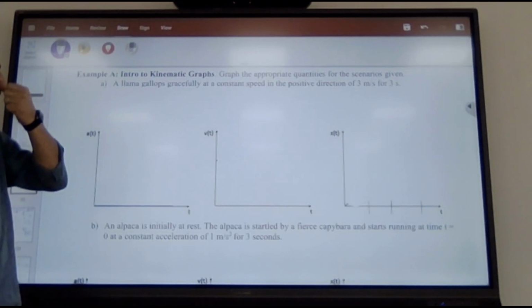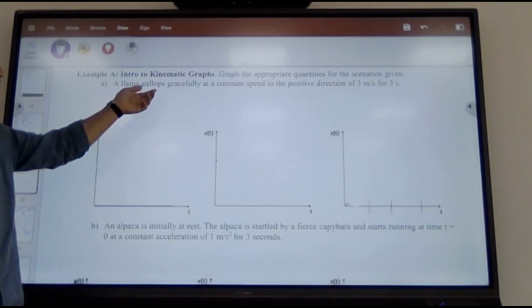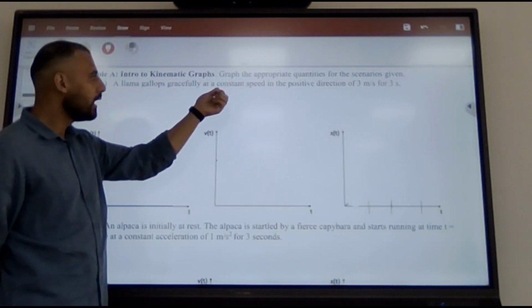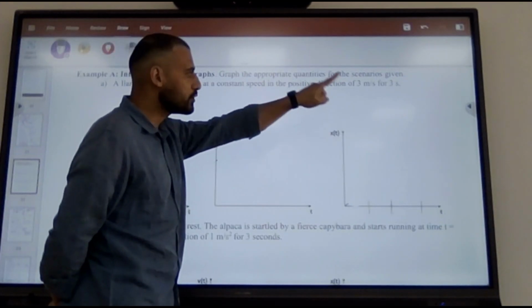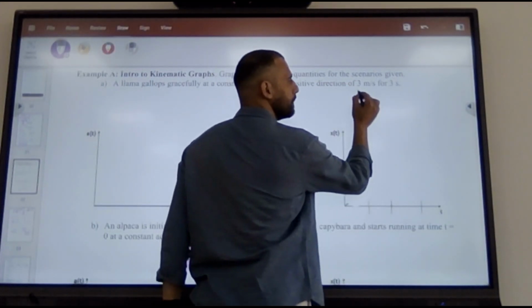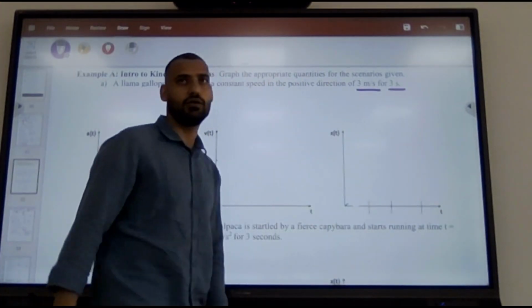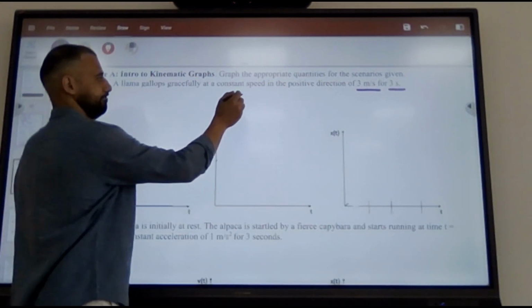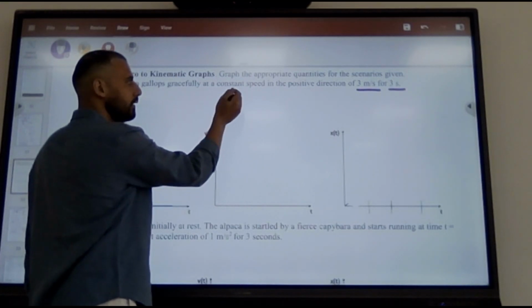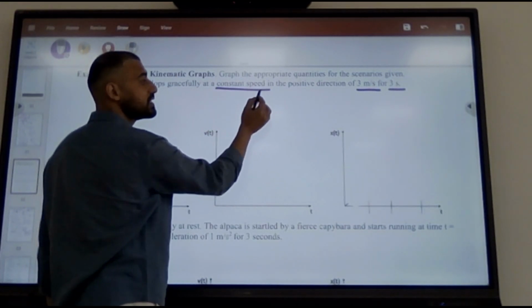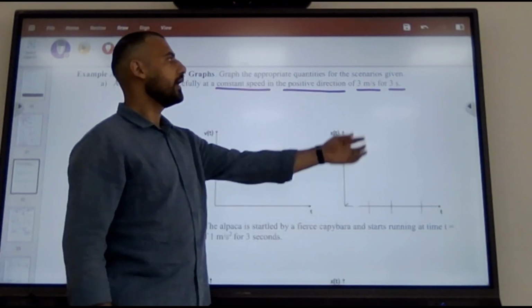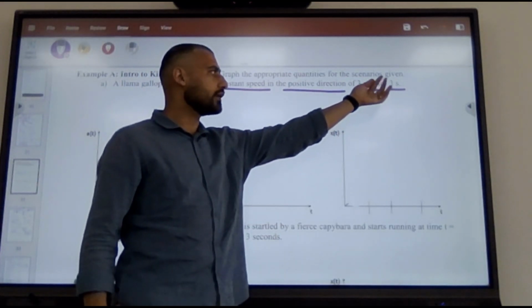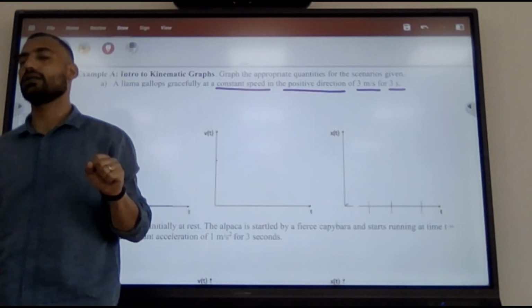So, a llama gallops gracefully at a constant speed in the positive direction of 3 meters per second for 3 seconds. Okay? So there is an animal which has a constant speed in the positive direction. Okay? And the speed is 3 meters per second. The question is, and it is for 3 seconds.